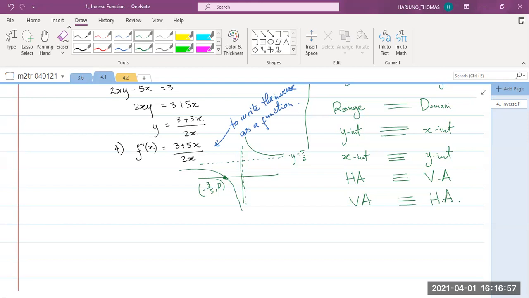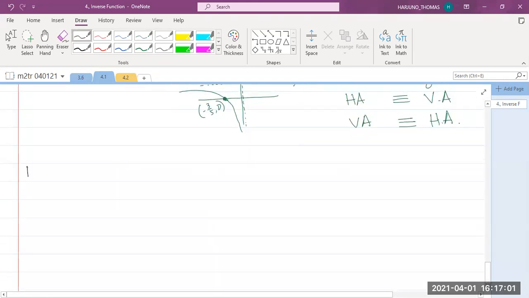Okay, now let's do a more problem like this. Number 31. Let f(x) equal (3x + 2) over (2x - 5). And the question is: find the inverse function of x.